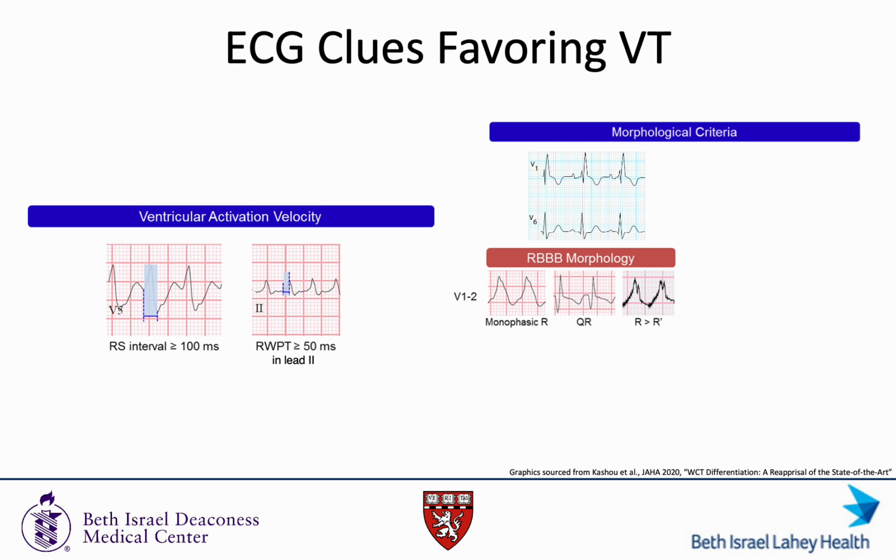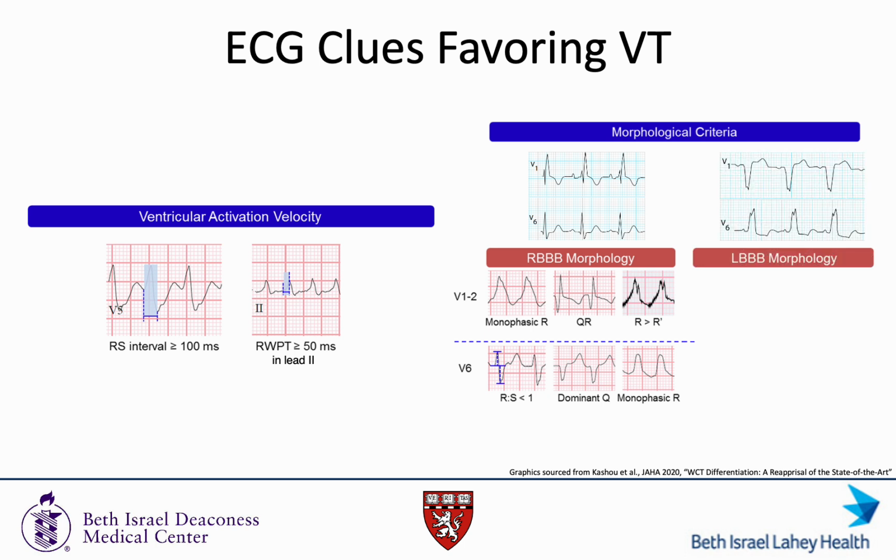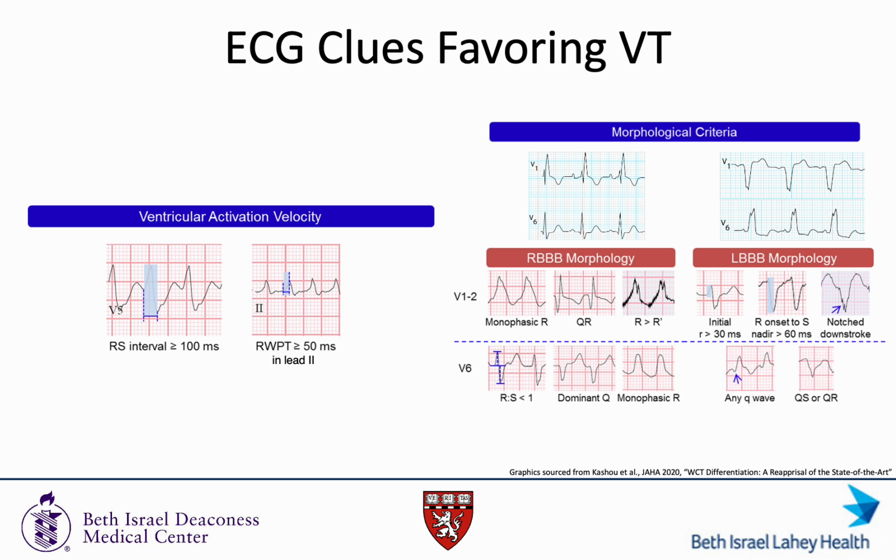Normally in SVT with right bundle branch block, the right bunny ear looks bigger than the left one. Similarly, look at V6. If RS complexes are present, the S wave is commonly bigger than the R wave in VT with a right bundle pattern. Dominant Q waves or monophasic R waves are also clues towards VT. For ventricular tachycardias with a left bundle pattern, morphologies favoring VT in leads V1 and V2 include delays in the R wave peak time or in the RS interval, similar to the criteria discussed for ventricular activation velocity in the bottom left of this graphic, or any evidence of notching in the downstroke of the S wave. In V6, you can look for Q waves, which are suggestive of VT.